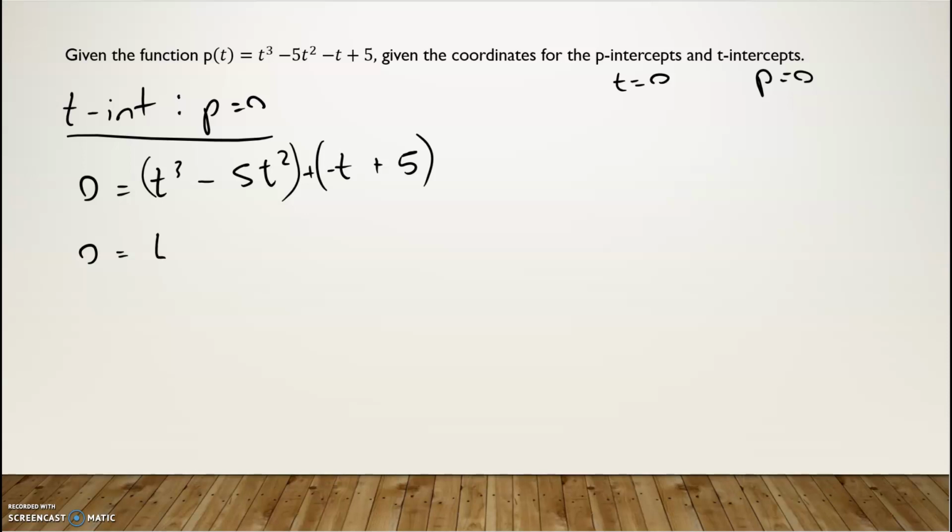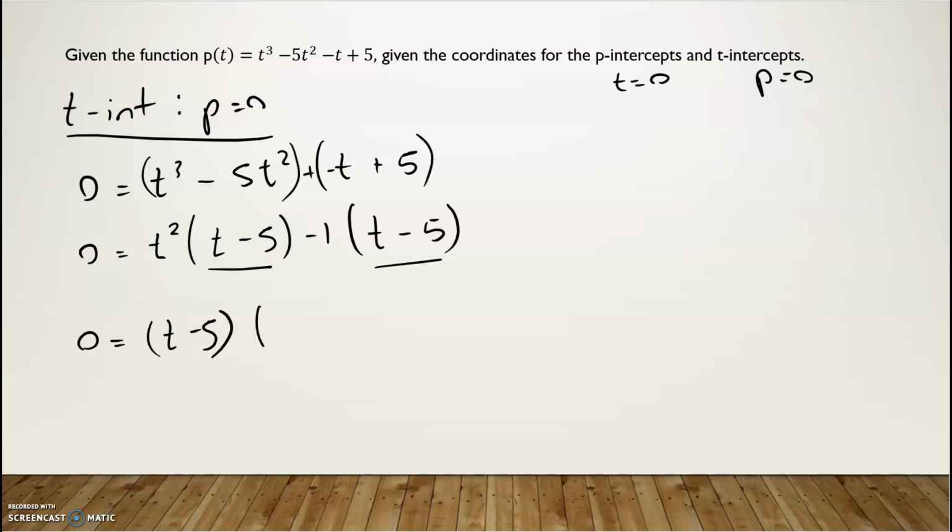Okay, so I'm going to factor out t squared. So I'm left with t minus 5 plus, and actually what I'm going to do is notice I've got t minus 5 here and negative t plus 5 there. So the signs are opposite, but I still have a t and a 5. So what I'm going to factor out is a negative 1 from here, which will change the signs. Okay, so now both of them have this t minus 5. So that's what I'm going to factor out. And I'm left with t squared minus 1.